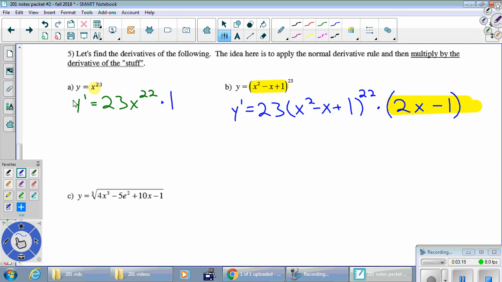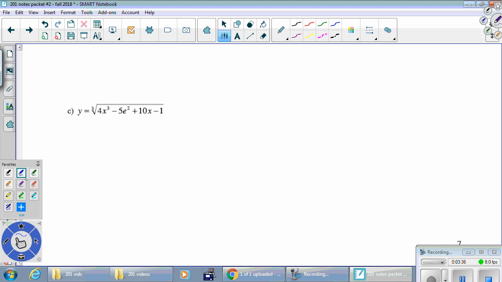Technically, every derivative we've been applying this semester, maybe we should have been multiplying by the derivative of the stuff. But if the stuff is x, then the derivative of the stuff is 1. And so we didn't bother putting a times 1 on the end of every derivative, but we could have. The chain rule would have said that's what we should do. Let's take a look at C. At the moment, C is a big old cube root. I can't take a derivative in its current form, so we're going to write it as something to a power. 4x cubed minus 5x squared plus 10x minus 1. So what power is the cube root? We know that's a 1/3 power.